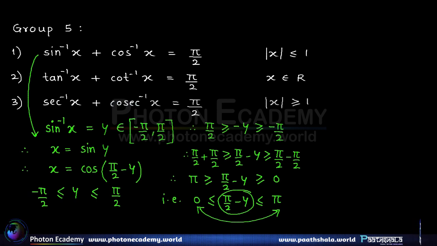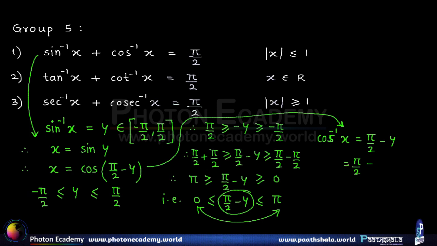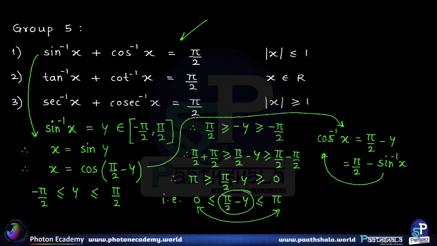Okay, so therefore yes, we can now say that cos inverse of x is equal to pi by 2 minus y. So therefore we can now substitute y with sin inverse of x, that is what we had assumed, and bringing sin inverse of x on the left side, we get sin inverse of x plus cos inverse of x is equal to pi by 2. So that proves the required property. Alright, similarly we can prove the remaining two properties also.